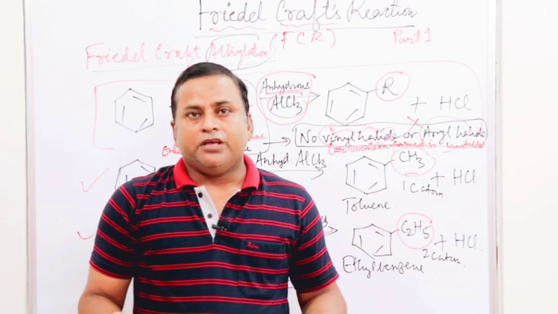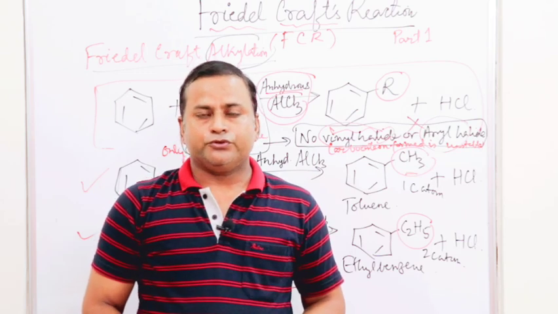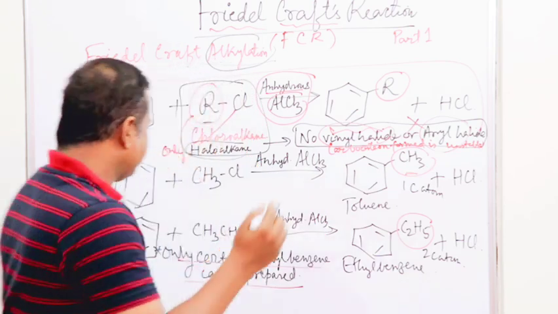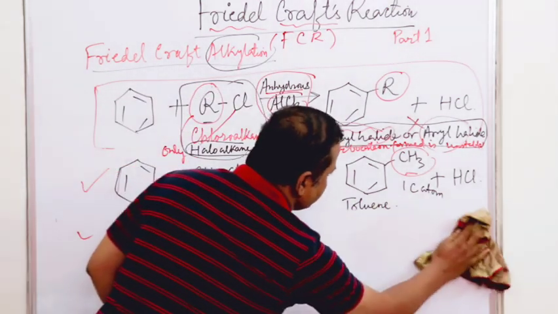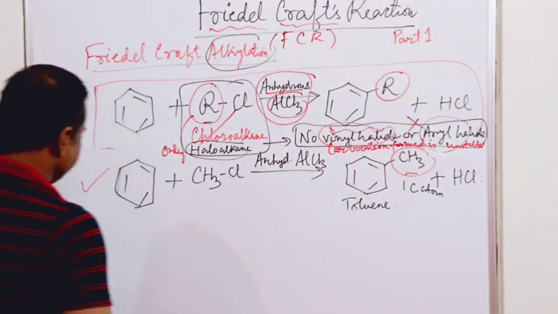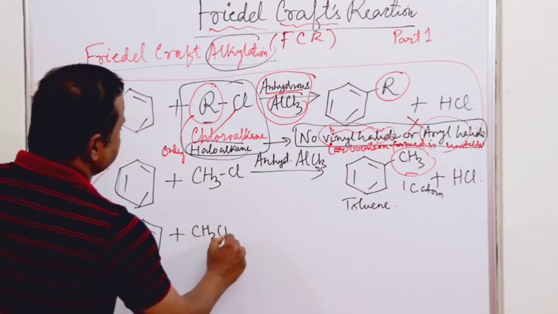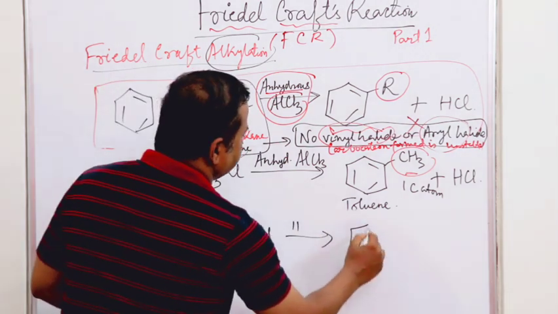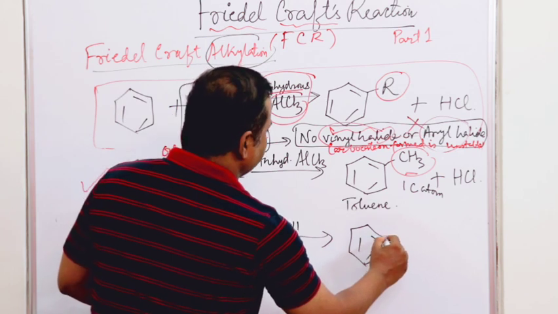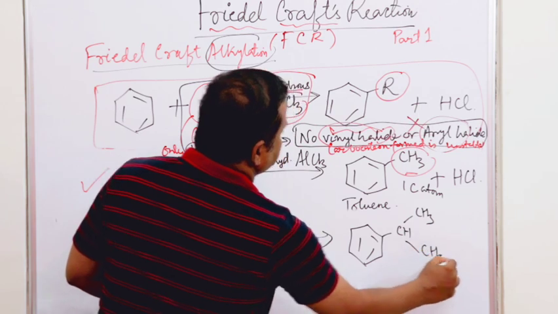There will be rearrangement by the carbocation, and we will not be able to introduce that particular alkyl group. For example, if we want to introduce a propyl group in the benzene ring, then what will happen? We will not be able to do this. Instead, we will end up with this isopropyl group.